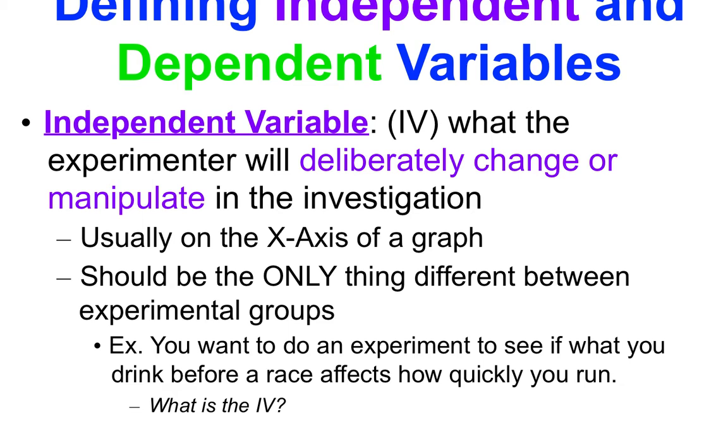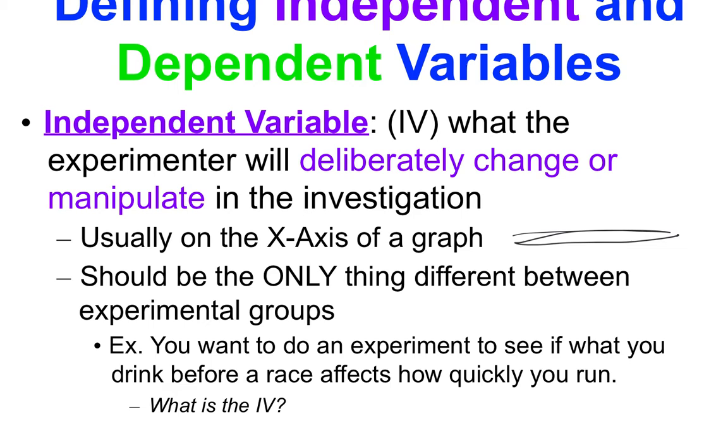An independent variable is what an experiment will deliberately change or manipulate in the investigation. Oftentimes, it's usually on the x-axis of a graph. So the x-axis is across, right? Usually it is, but not always. It should really be the only thing that's different amongst your groups. So if you have multiple different groups in your experiment, look for the thing that is different or changing.